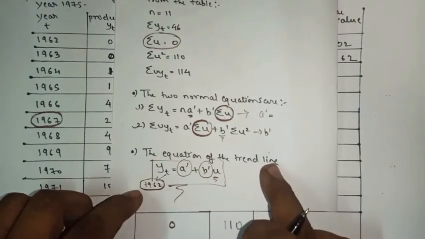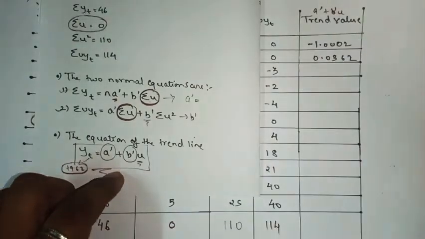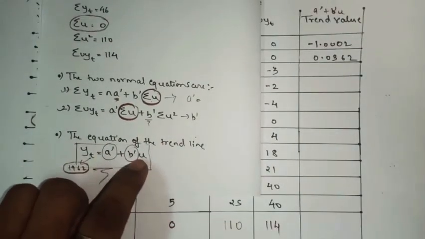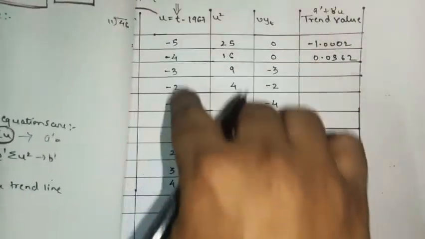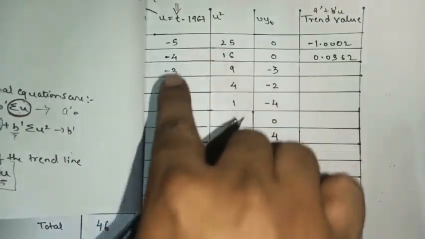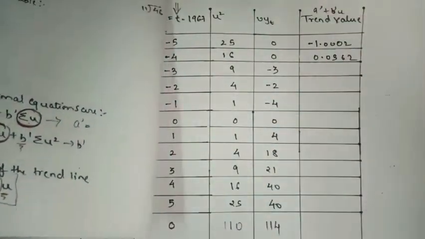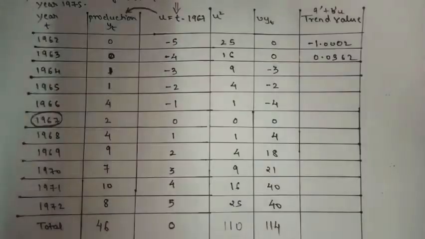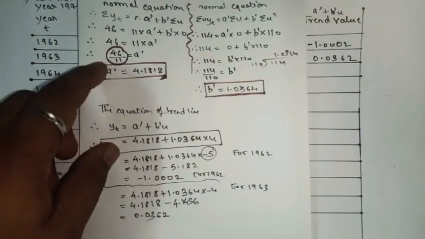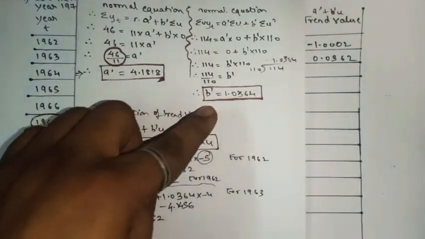This is the equation of trend line. Using this formula you have to find the trend value. Simply you will replace the value of u by -5, first by -5, then -4. In this way you will find your answer. I hope you all understood how to find the value of a dash, then b dash.